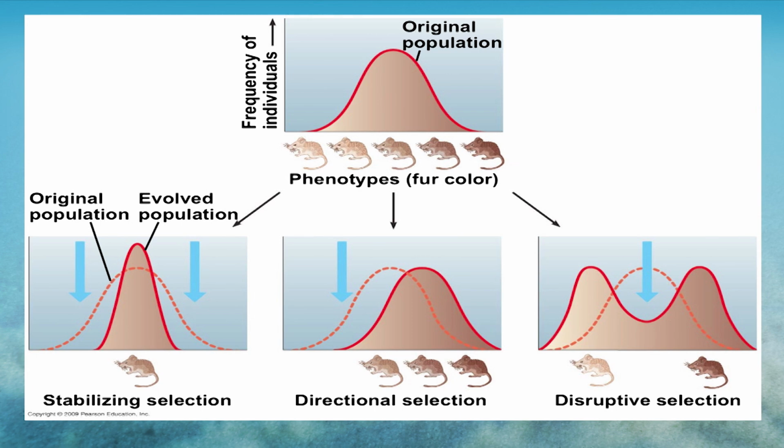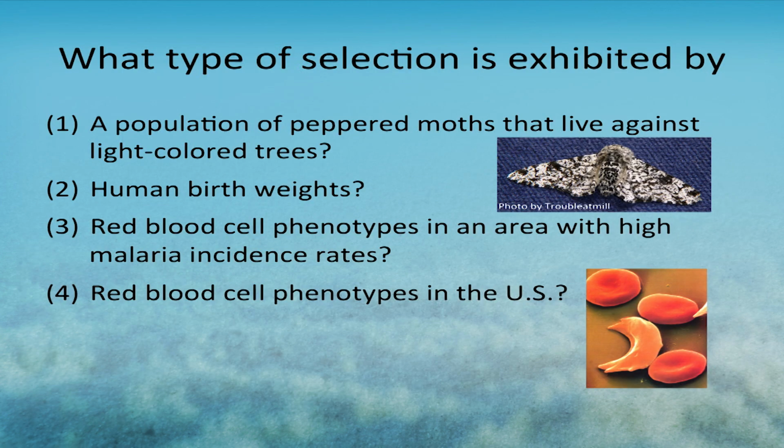At this point, why don't you give it a shot? I have up here 4 different scenarios. What I'd like you to do is pause the video here, write down each question, and then try to answer them yourselves by determining what type of selection pattern we are going to see: directional selection, stabilizing selection, or disruptive selection, and why. Once you're done, go ahead and resume the video.